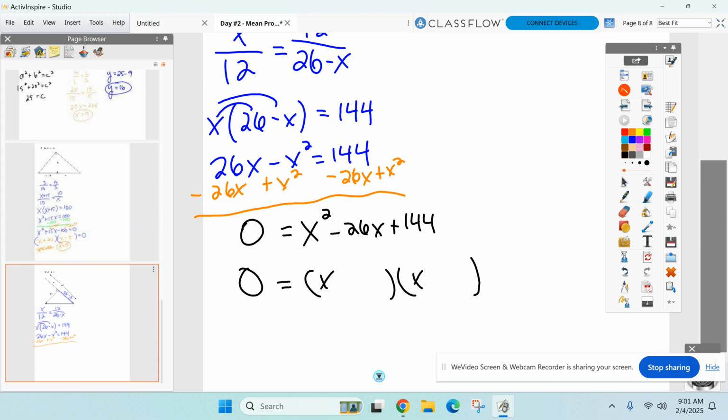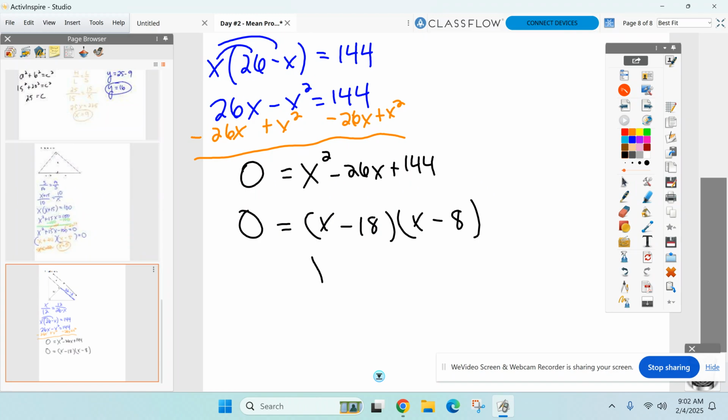Any factoring champs want to reveal their numbers? Think you found them? Hayden, think you found them? X minus 18, X minus 8. Negative 18 and negative 8. Yep, both have to be negative. They'll give you negative 26 and positive 144. Good work. All right, so ready? X equals 18 and X equals 8.